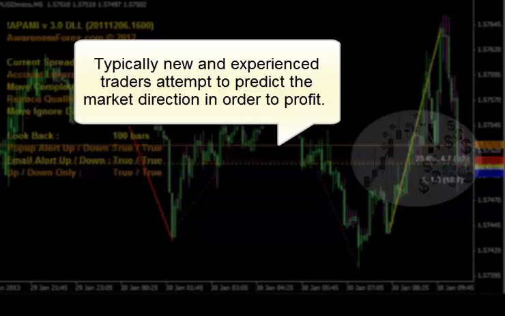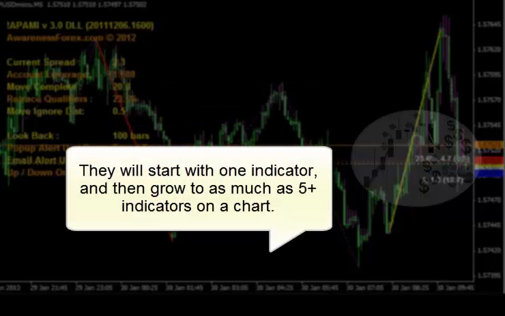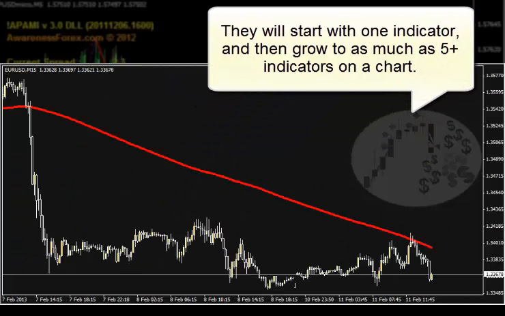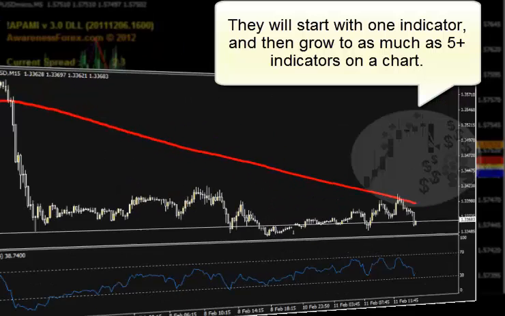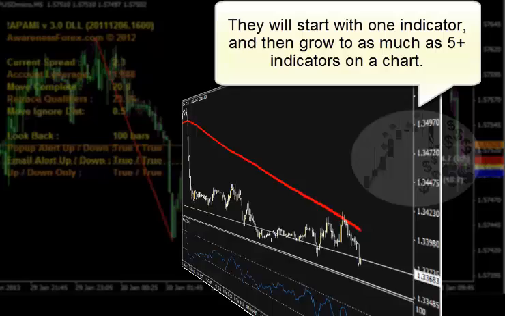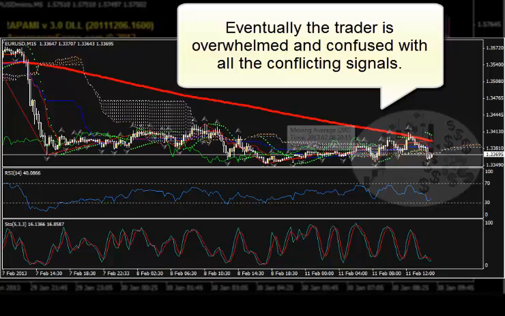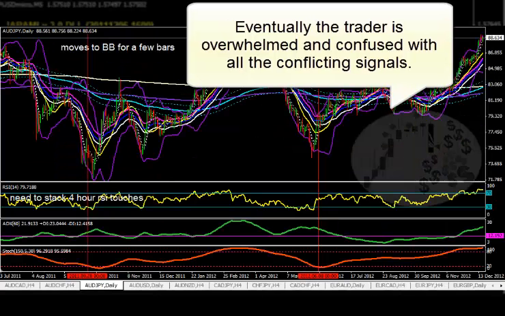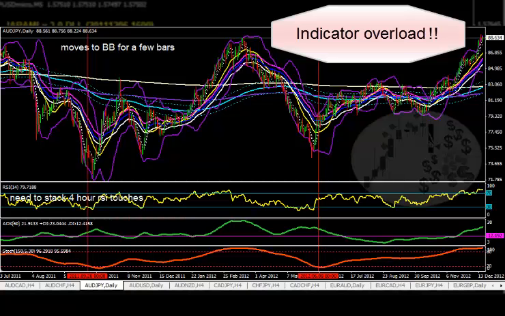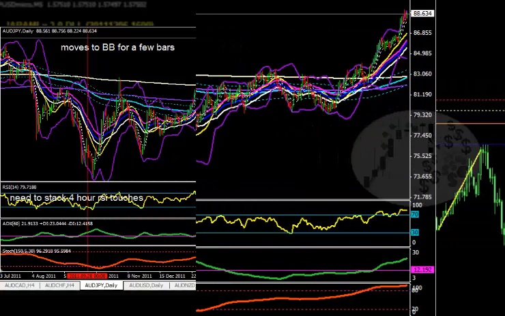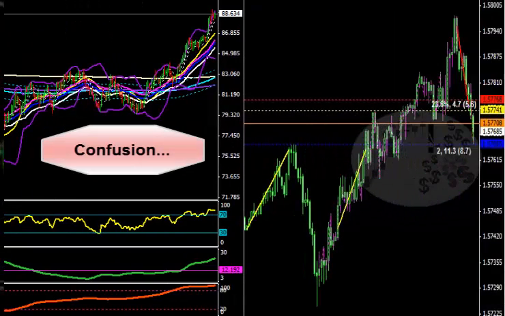Typically, new traders and even many more experienced traders will attempt to guess and predict what the market is going to do. And in doing so, they come across a variety of technical indicators that they think will assist them in accurately predicting the market. So how they do this is they'll start out with one or two indicators, see how it looks on a chart, looks kind of cool. So then they'll start adding some more indicators in this big attempt to try and predict exactly what direction the market's going in. So the final result is what's known as indicator overload, where there's just so many indicators on a particular chart that you really just don't know what to do anymore.